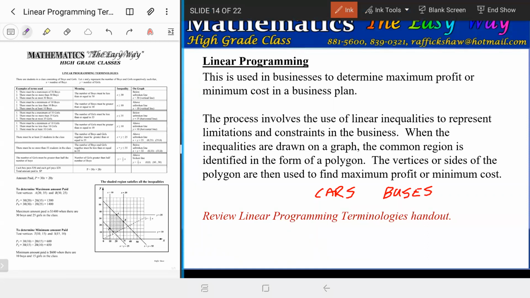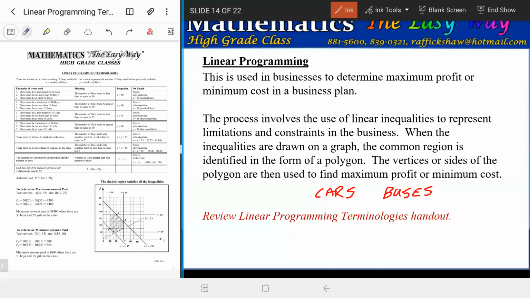Right? So you're going into the business and you want to sell cars and buses. All right. Now, there are limitations that you're going to have if you're going to sell cars and buses. What are some of the limitations you can have? One, the amount of money. Remember, you're going to buy the cars and buses in order to sell them back. You don't have an unlimited amount of money. So one of your limitations is the amount of money that you have.